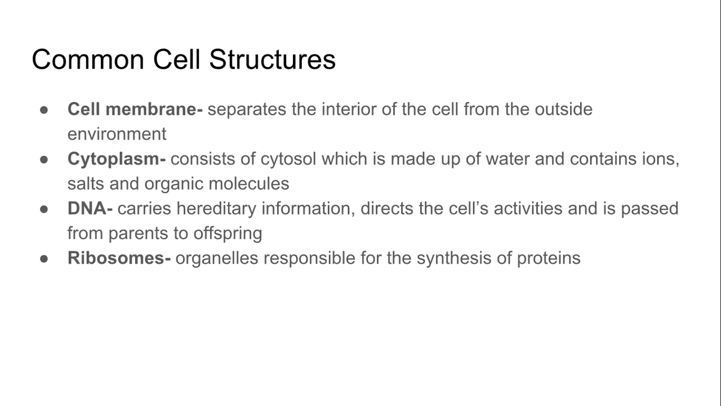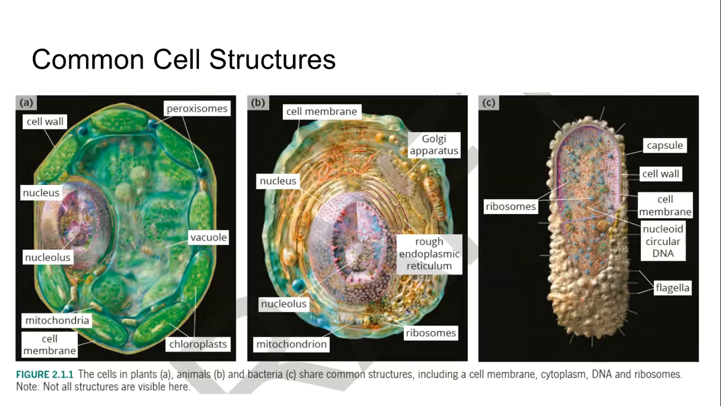There are four types of common cell structures between both prokaryotic and eukaryotic cells. We have the cell membrane, which separates the interior of the cell from the outside environment. We have cytoplasm, which is the liquid part of the cell, which contains cytosol, and that's because it contains water, ions, salts, and organic molecules. DNA, so that's the hereditary information which directs the cell's activities. And then they both also have ribosomes, which are organelles responsible for the synthesis of proteins.